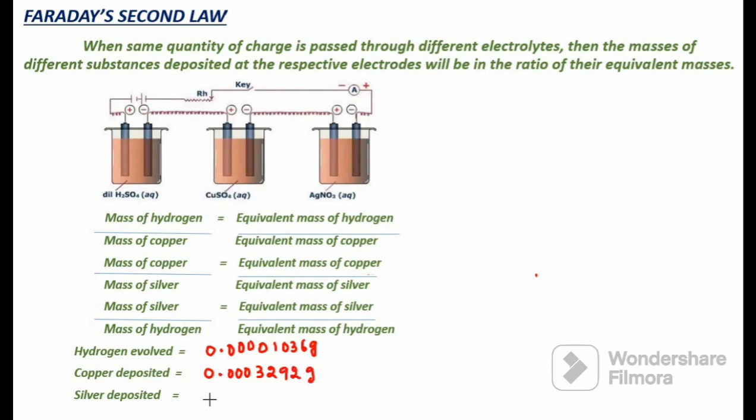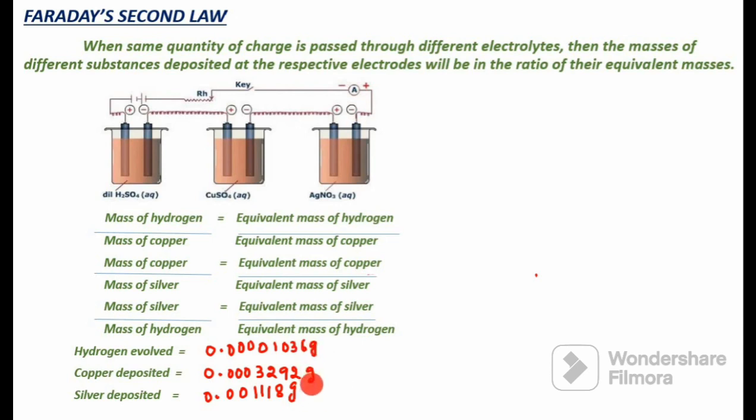Amount of silver will be getting deposited. It is 0.0011118 grams. Okay, so actually these are the masses. These masses are in the ratio of their equivalent masses. See, from these masses, the amount of electric charge required to deposit 1 gram equivalent of hydrogen or copper or silver can be calculated. Can you understand?